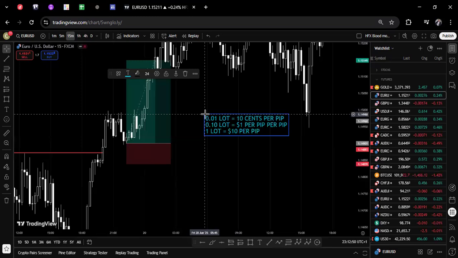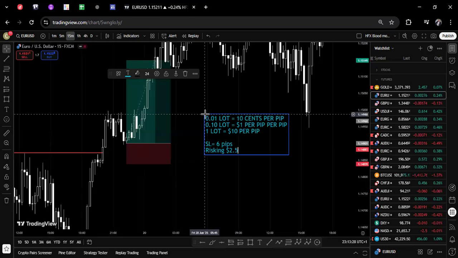So since you're risking 6 pips, SL equals 6 pips, and you want to risk $2.5. This calculation I'm giving you is just for Euro USD, right?